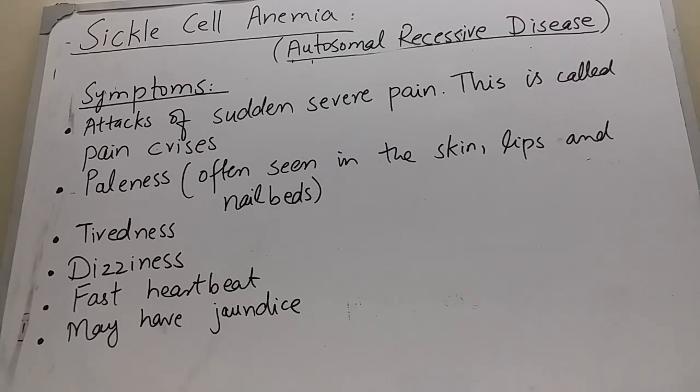And sometimes, this is because the sickle RBCs break down faster than the normal RBCs. They break down after 10 to 20 days, and this may lead to jaundice.